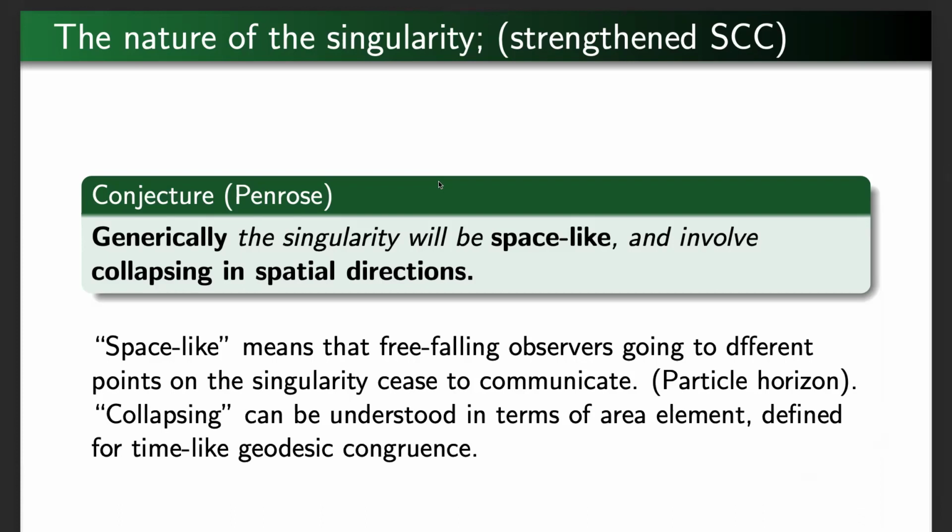And collapse should mean what? We've already seen in Schwarzschild, some directions can collapse, the other ones cannot. So let's take it in the sense of the area element. The area element associated to a time-like geodesic congruence should be going to 0.